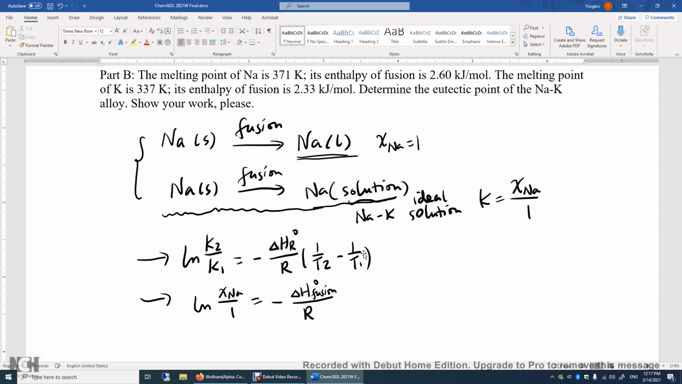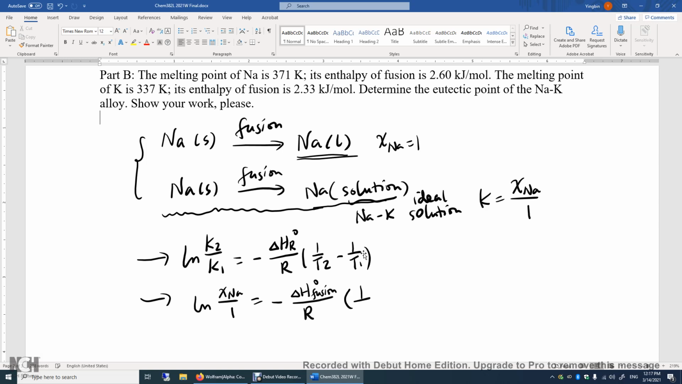And over here, I'm making two assumptions. One is the enthalpy of fusion of sodium is the same, whether it's pure sodium or a sodium-potassium alloy, based on the ideal solution approximation. And 2, I'm assuming the enthalpy of fusion of sodium does not depend on temperature. That means I'm assuming the heat capacity of solid and liquid sodium are really close to each other.